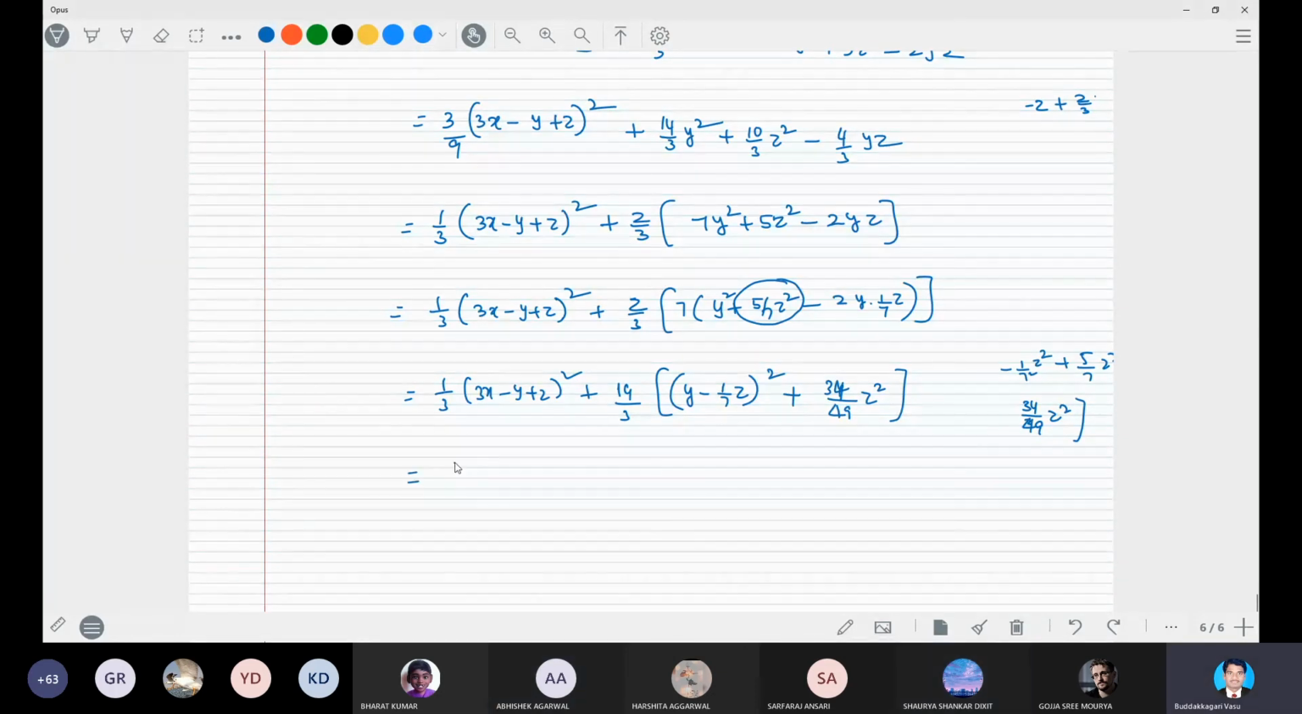So now you simplify this one also. 1/3 into 3x minus y plus z whole square plus 14/3 into y minus 1/7 z whole square, okay. Plus you multiply with this one, 14 into 34/49, 7 can be cancelled out, 2 into 34, 68 by 21 z square, right? Now you see all the terms are squares.